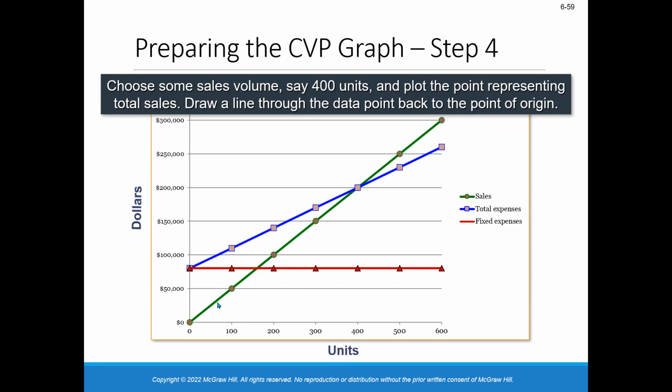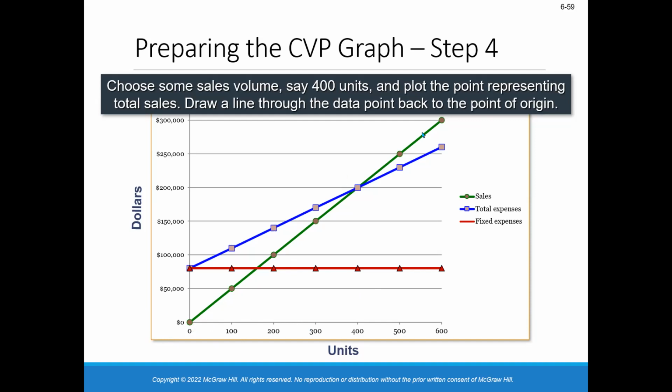So imagine if your sales price per unit is lower than your variable cost per unit. For example, my selling price can be only $250 per unit. Then you even have a flatter line for the sales revenue, so you can never go above the total expense if your sales price per unit is less than the variable cost per unit.